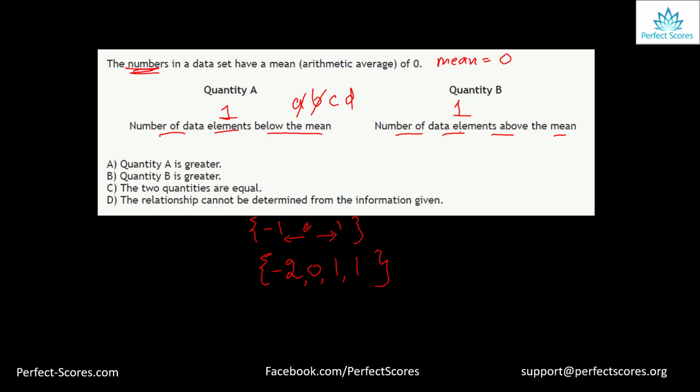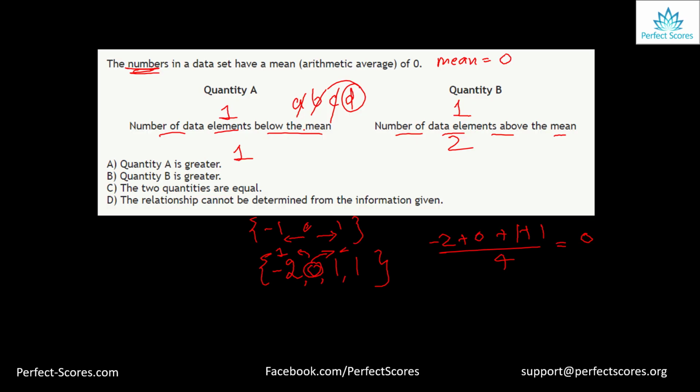So now, the number of data elements above the mean, right? What is the mean? The mean is 0, because negative 2 plus 0 plus 1 plus 1 divided by 4 is actually 0. So the number of elements greater than the mean is 2, and the number of elements smaller than the mean is 1. So you can have 1 and 2 here, so that means C is also gone, hence D is my answer. There you go. I knew it was D, but I just wanted to make sure that it's D.